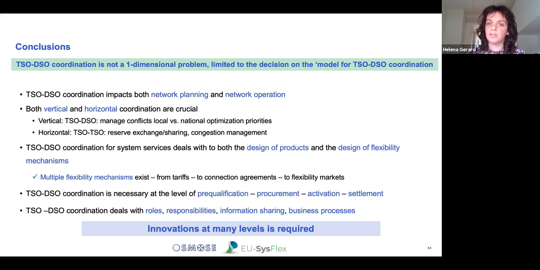So the conclusion is that there needs to be innovation at many levels in order to really solve the challenge of TSO-DSO coordination. And I think that in the next presentations, a lot of interesting innovations and solutions will be presented. So thank you very much.